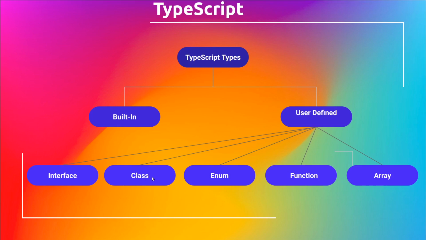Classes are used to create reusable components. TypeScript has support for classes from ES6. We use classes to group functions and properties related to each other. We use enum to define constants. Functions are nothing but logical blocks. We use them to organize our code. We can have named or anonymous functions in TypeScript.